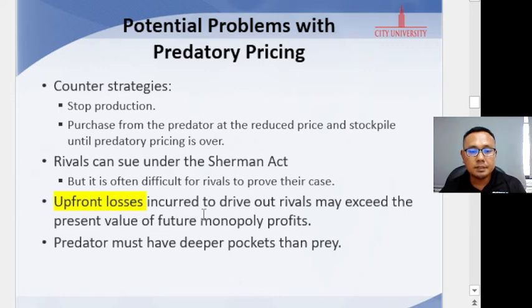Okay, upfront losses incurred to drive out a rival may exceed the present value of future profits, right? And the predator must have deeper pockets than the prey. This is a potential problem with predatory pricing that we must take note of, very carefully, in order for us to take this kind of strategy.